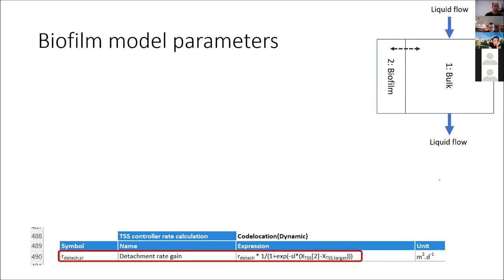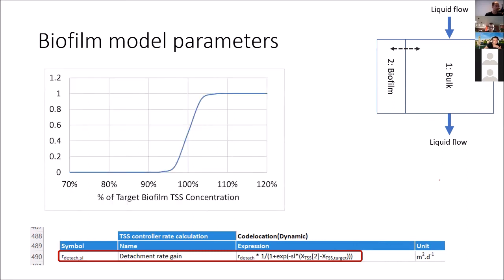So we need to find out what R detach SL is. And we find that it's defined here in terms of R detach, which is our constant. And this is what in model speak we call a switching function. It's just a number that varies between 0 and 1, and you can think of it as a switch. We call it a switching function because it's like a light switch. You can use it to turn things on and off.